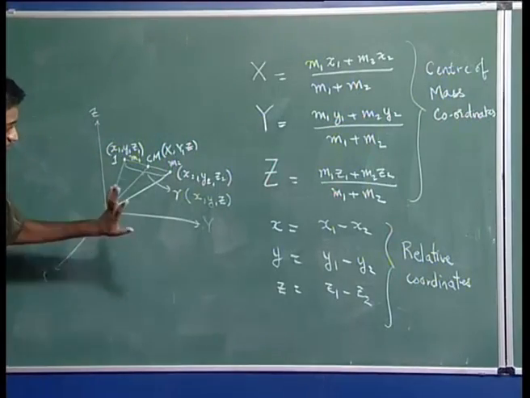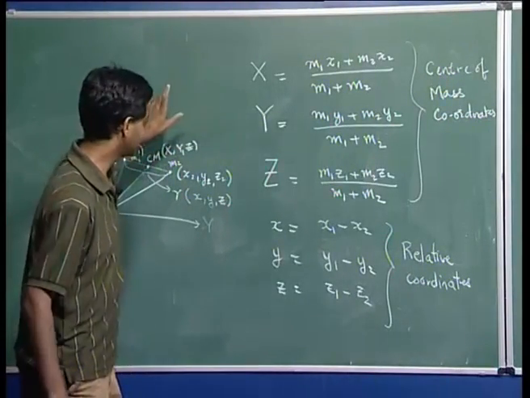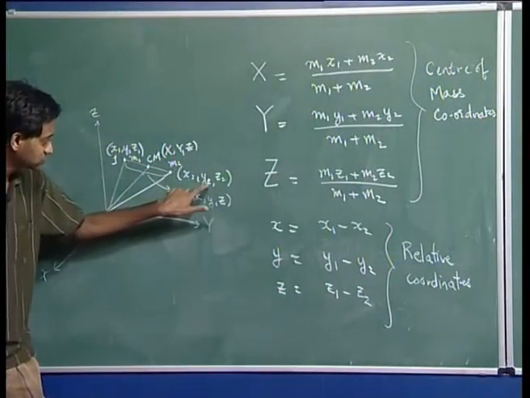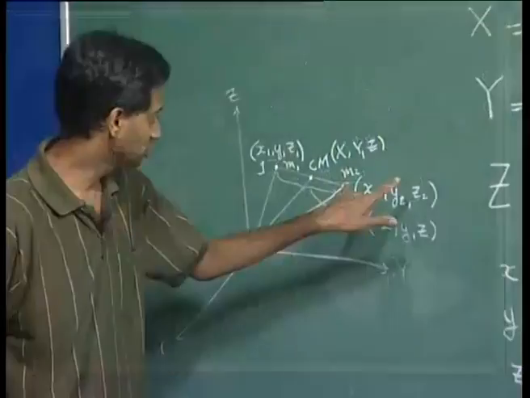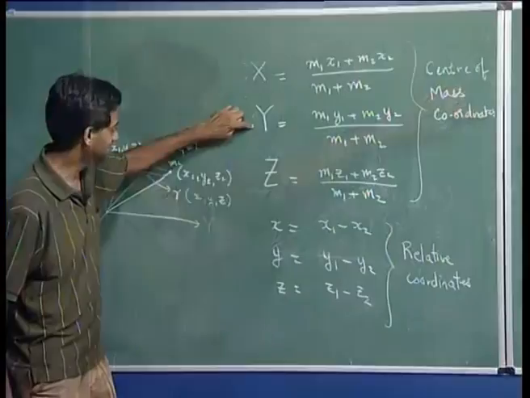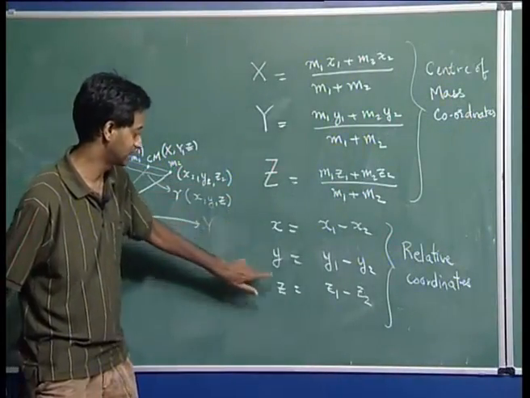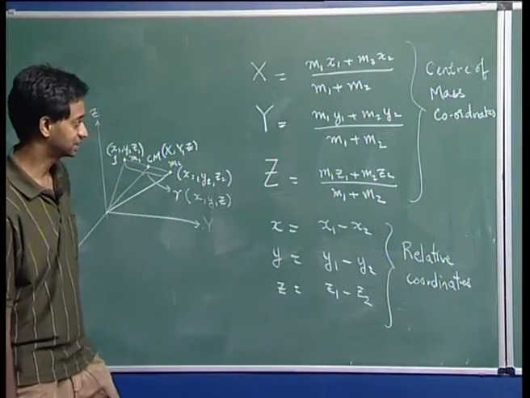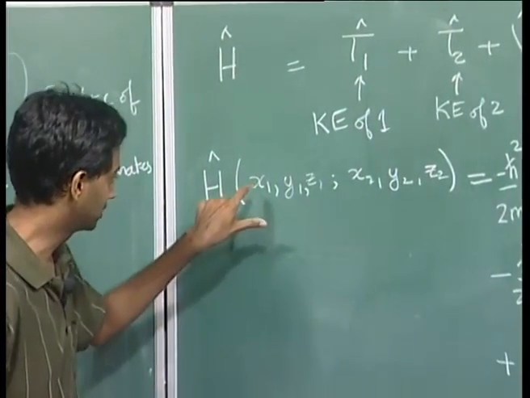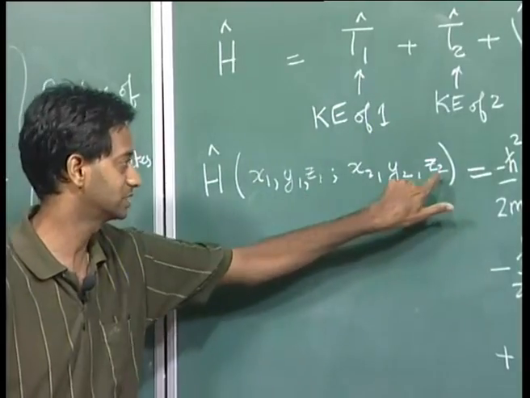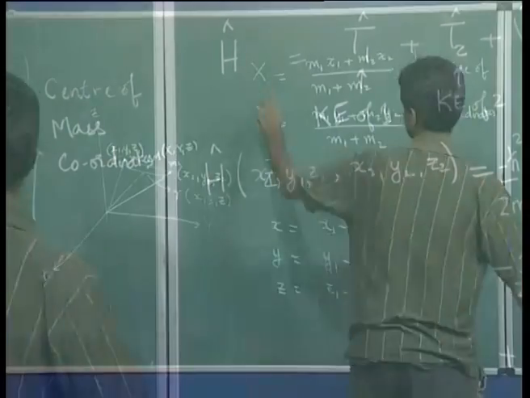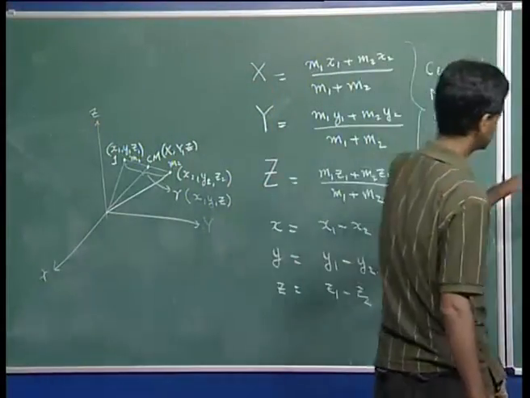So we have set up the problem now. We went from a coordinate system involving x1, y1, z1 and x2, y2, z2 to a coordinate system involving capital X, capital Y, capital Z and little x, little y, little z. So the next target is to write your Hamiltonian, which is written as an operator on functions of x1, y1, z1, x2, y2, z2, as a Hamiltonian which can be written as an operator on functions of these 6 variables.